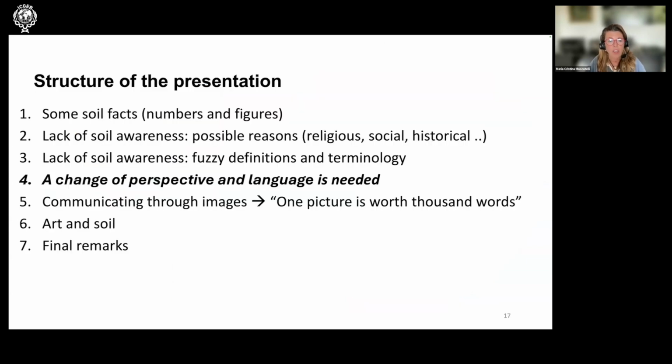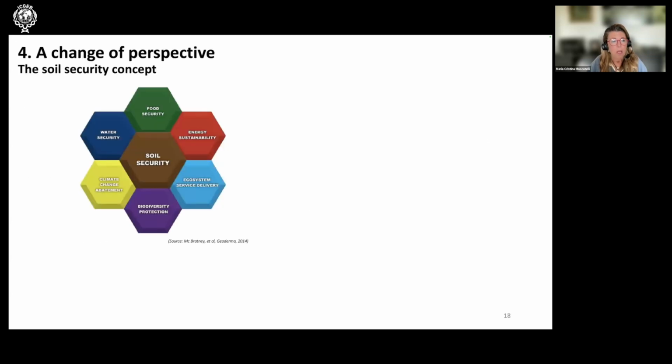So what we need is a change of perspective and probably of language if we want soil issues to move outside of the science world and reach the general public, in order to raise soil awareness, to take care of soils, to valorize and protect them, particularly because they are a non-renewable resource. I will show you some examples of a change of perspective that has already been made in science.